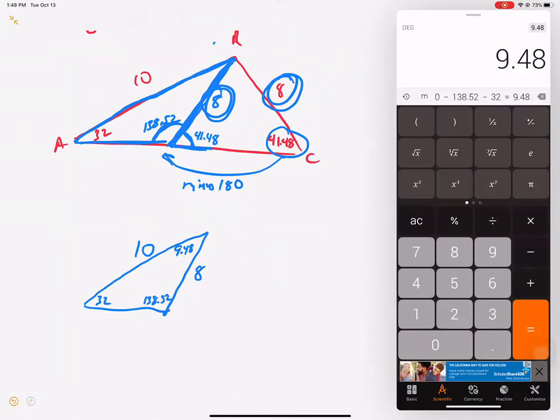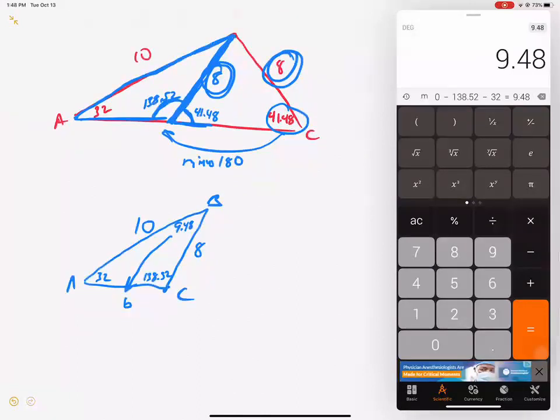So now that I know my third angle, I can find my third side. A, B, C. Oops, other way around. A, C, that's right, B, C. So we're going to find B now for this new triangle. So here we go. B over sine of 9.48 is equal to 8 over sine of 32.